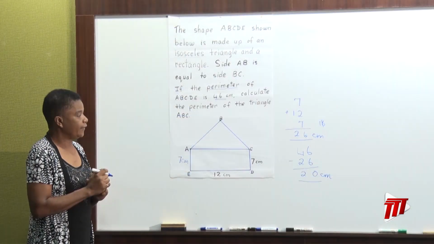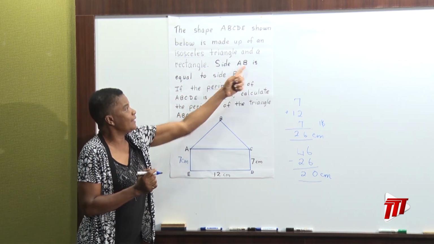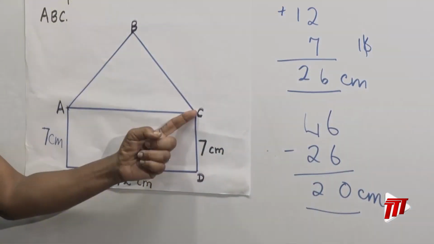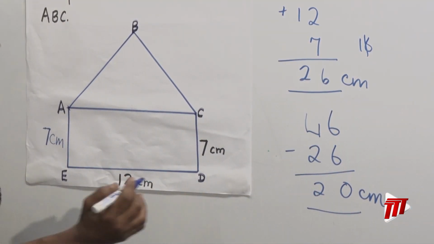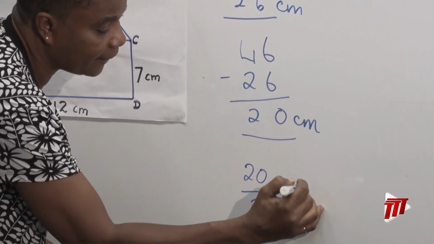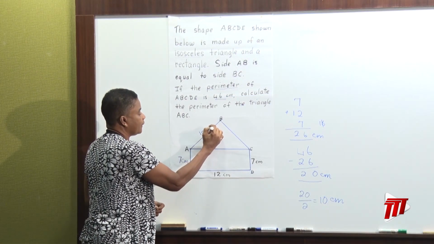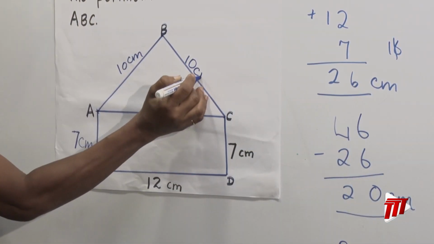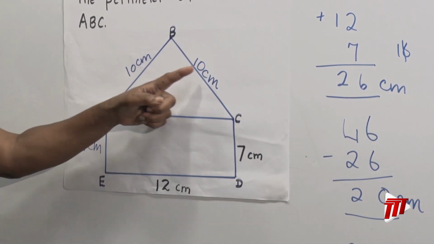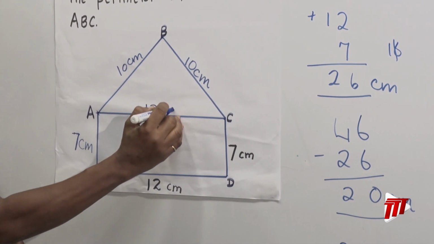Agreed? Therefore, what more do we know? Side AB is equal to side BC. And since both of them add up to 20, then one side will be 20 divided by 2, which is 10 centimeters. So therefore, this side is 10, and this side is also 10, because it's isosceles. 10, 10, and what will be this side? 12, because it's an isosceles triangle.